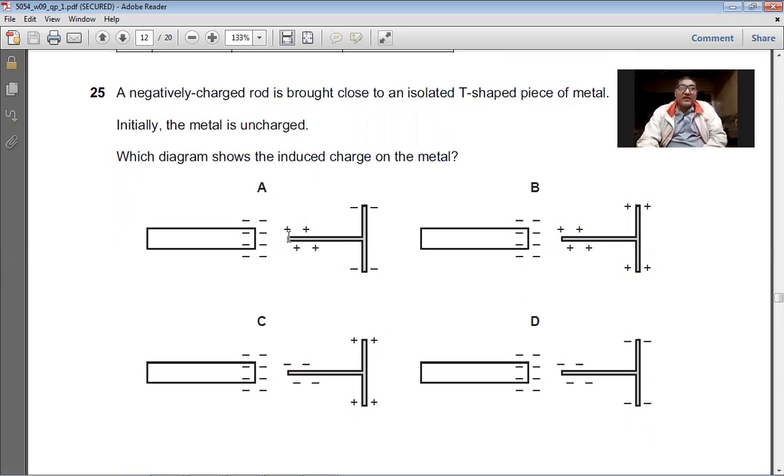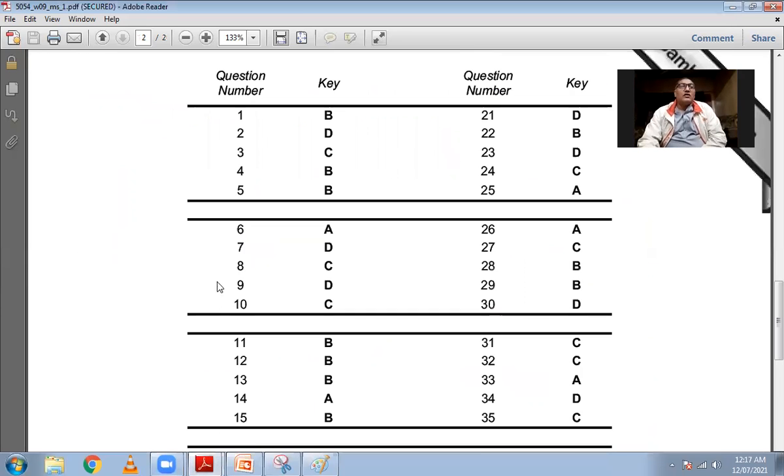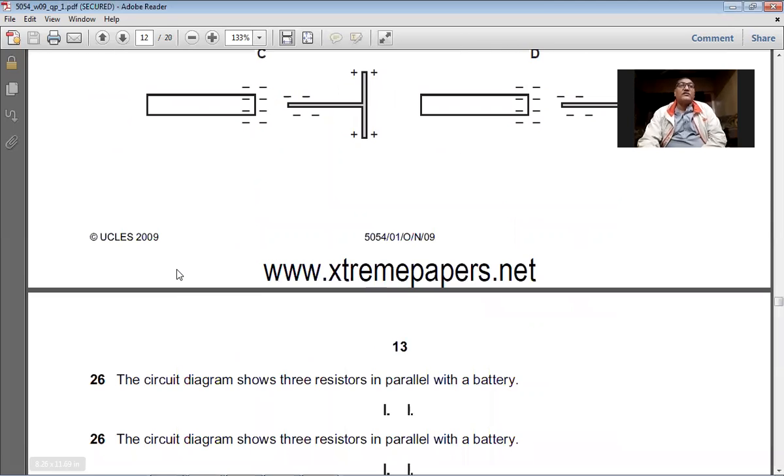Obviously, from here, the electrons will go backward, and on these sides, the negative charges will appear, and on this tip, the positive charge will appear. I think A is the best option. Question number 25, A is the right option, sir. Very good. Let's go to the next question.